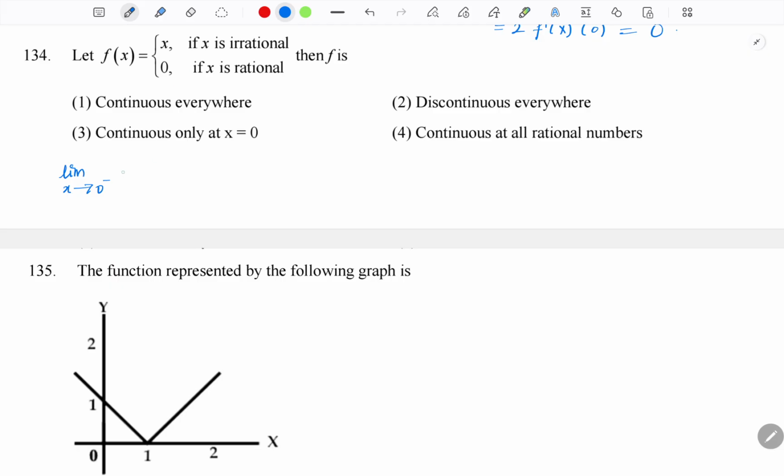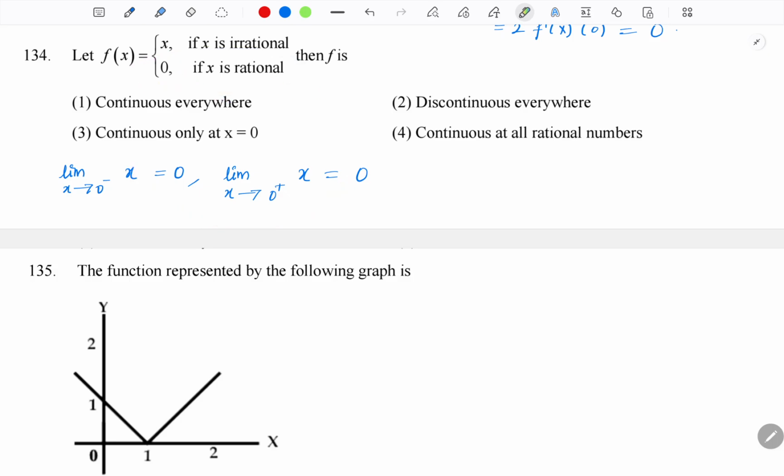So f of x, I am taking x. If I substitute x, how much will I get? 0. Coming to the right hand side, limit x tends to 0 plus, what is f of x here? Again x only, right? At x equal to 0, it's clearly 0, right? It's x. If I substitute 0 plus, then we will get 0 again. See here, both left hand and right hand limits are equal, right? Then what will you get? And also this is equal to the limit value.